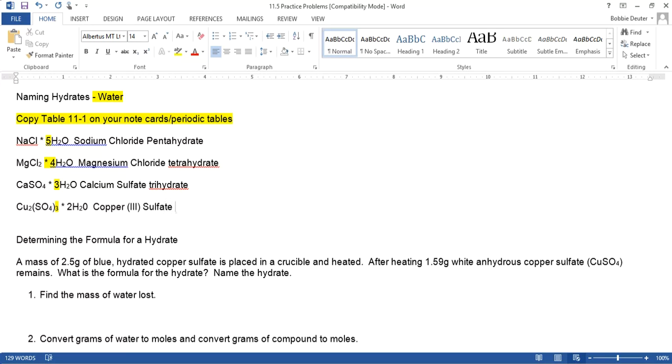Now let's name our water. So we look at the 2. If we look at the table that I asked you to copy, it's di, and it's hydrate. And so that's how we name these.